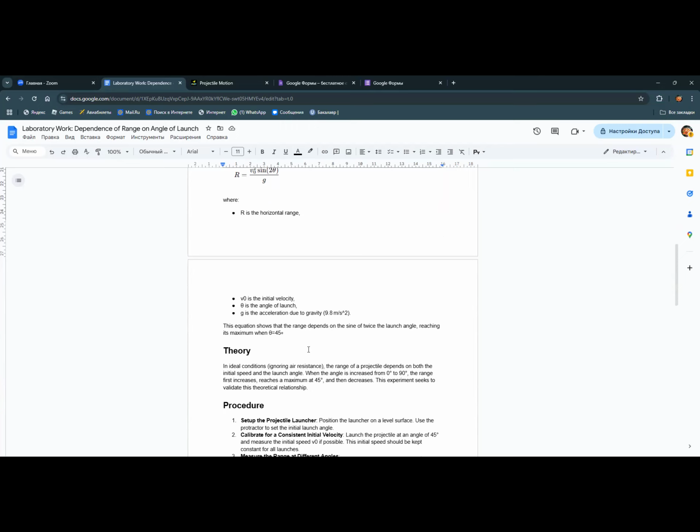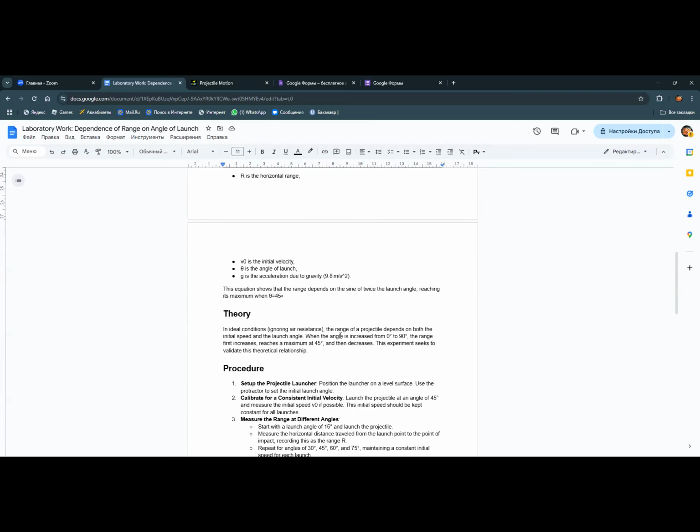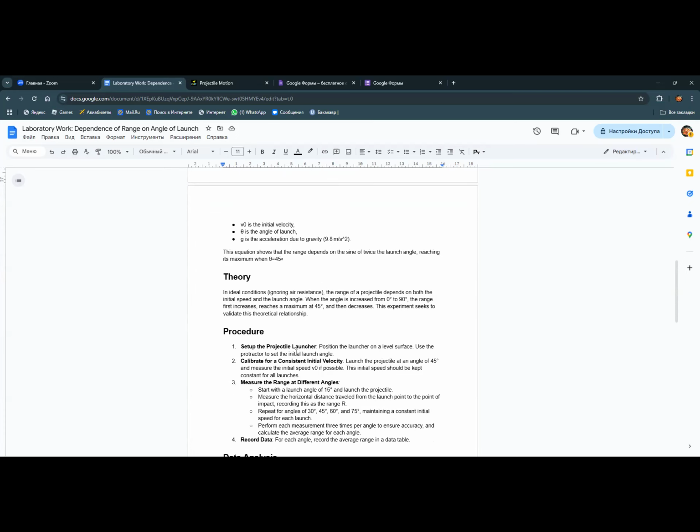Our theory: in ideal conditions, ignoring air resistance, the range of a projectile depends on both the initial speed and the launch angle. When the angle is increased from 0 degrees to 90 degrees, the range first increases, reaches a maximum at 45 degrees, and then decreases. This experiment seeks to validate this theoretical relationship.